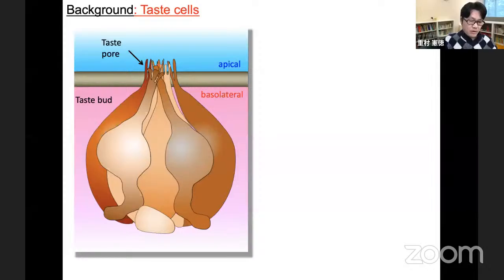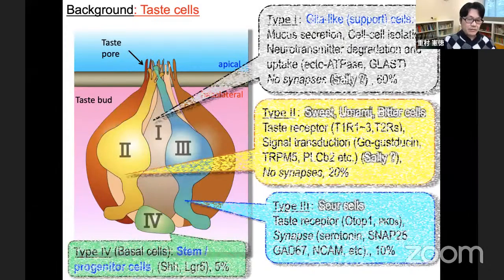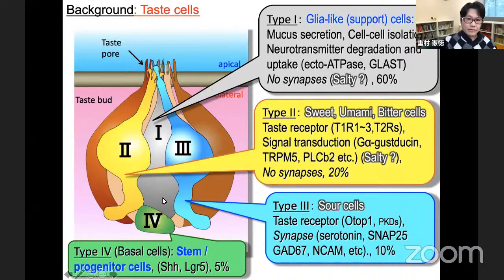Taste bud is composed of a heterogeneous population of taste cells. Taste cells are classified into 4 types according to their morphological features. Type 1 cell. This is a dark cell, considered as a glial-like supportive cell, which shows mucous circulation, cell-cell isolation, neurotransmitter degradation, and uptake by using ATPase and GLAST. These are modulation of neurotransmitter.